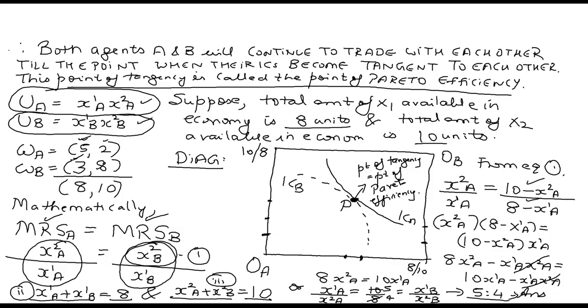Cross multiplying and solving, we get x1a by x2a as 10 by 8, which is 5 by 4. And from equation 1, x1a by x2a is equal to x1b by x2b. I can take the reciprocal: x1a by x2a is exactly equal to x1b by x2b, just taking the reciprocal of equation 1. That means x1a by x2a is equal to x1b by x2b, which is equal to 10 by 8, which is 5 by 4. That means both the agents will consume the goods in the ratio of 5:4.